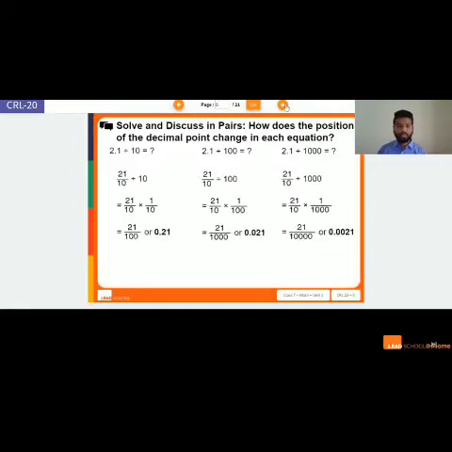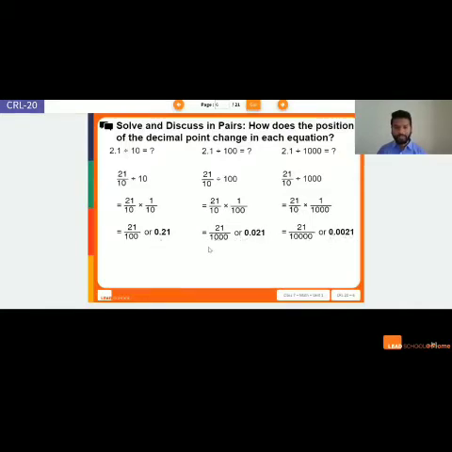Let us check our answers. Alright, whenever I see a division symbol, I will replace that with a multiplication symbol and the number I will replace by a reciprocal. Alright, reciprocal is my numerator becomes a denominator, denominator becomes my numerator. Alright, you see in all the three cases, 21 by 10 into 1 by 10 is 0.21. It's the same here, 0.021, 0.0021.